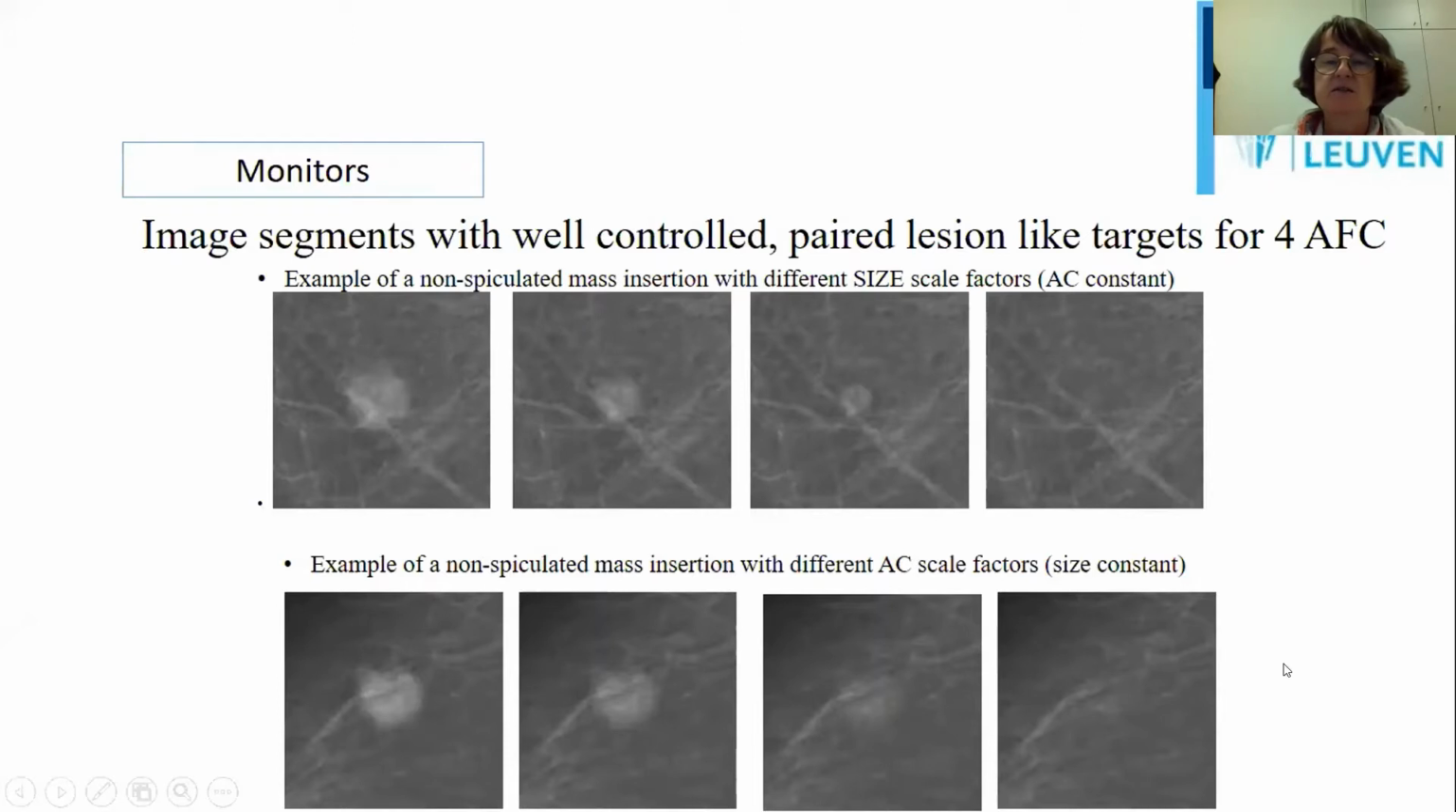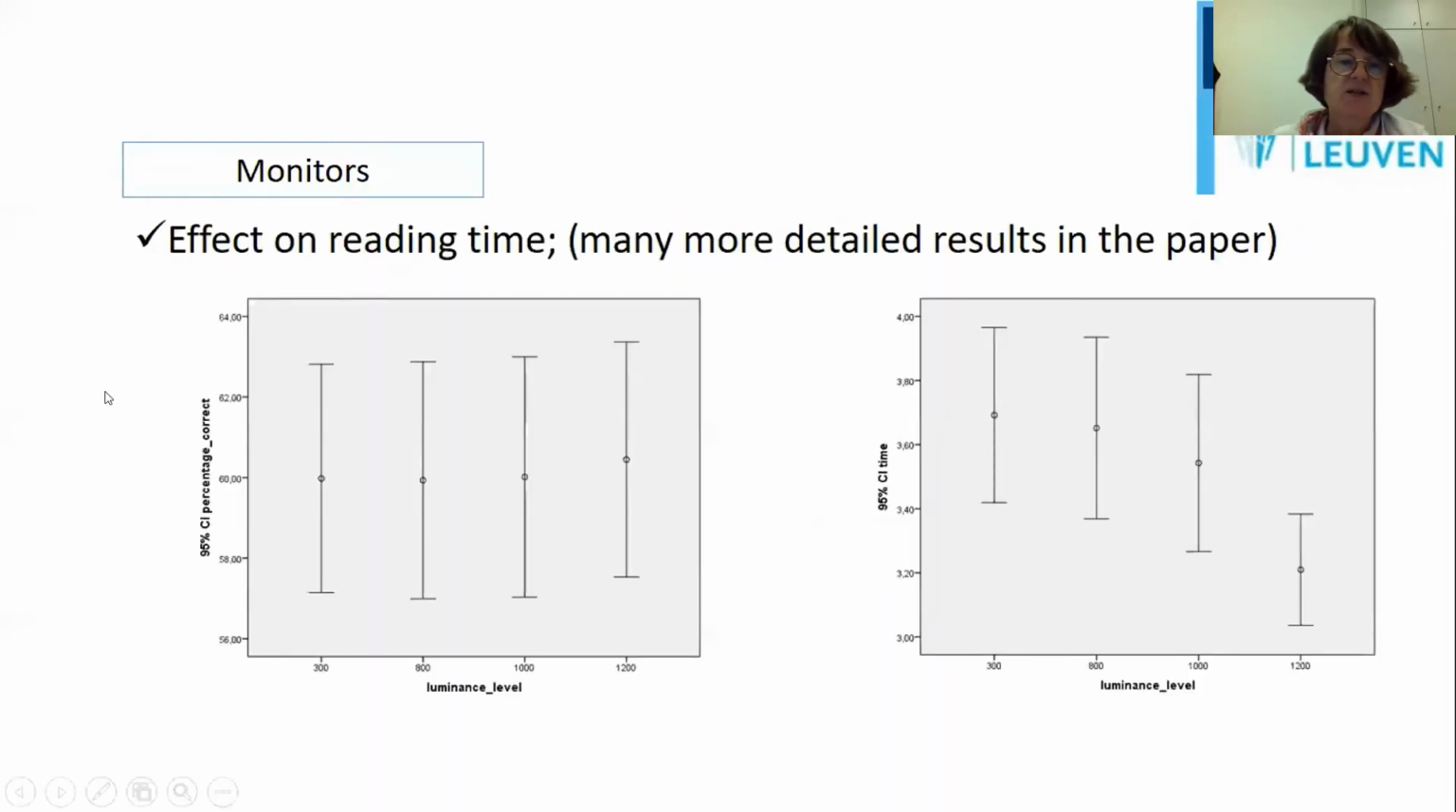In this case, the type of experiment was a four alternative forced choice, which means that the reader saw at every moment four regions of interest and had to click on the region of interest with a lesion. And here are the results of this study. Here on the x-axis, you see the luminance level, and on the y-axis, you see the percentage correct of this four alternative forced choice experiment. And what you see here is a result of which we were shocked at first, which is that the luminance did not make a difference.